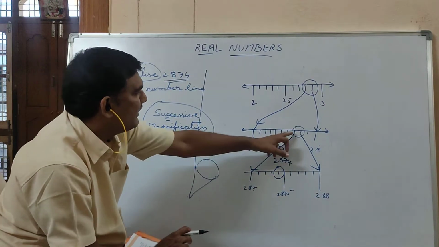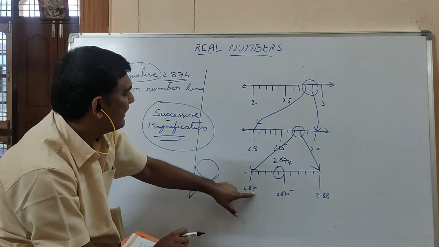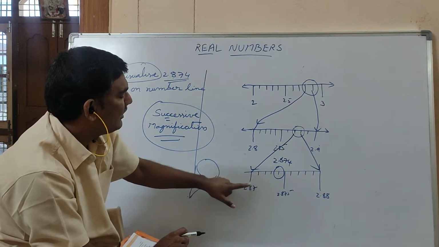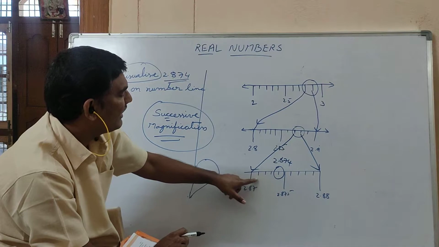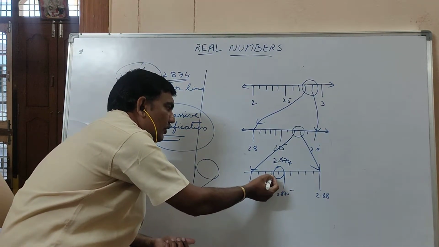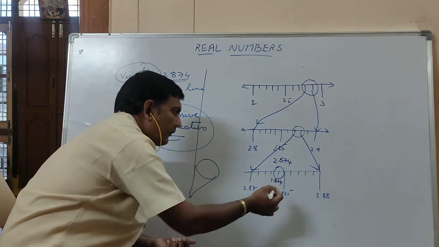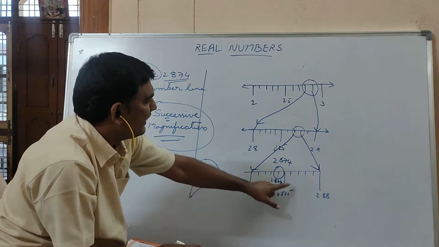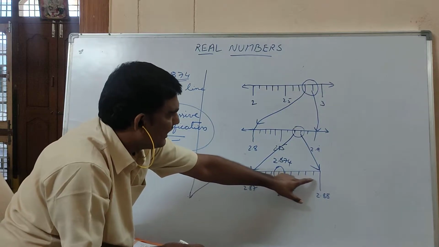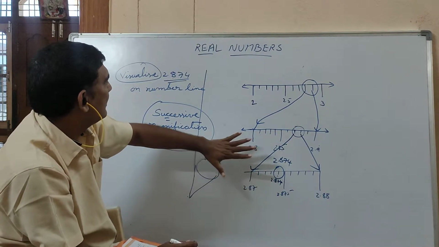Now again between these two, how many gradings should we do? Again 10. This bigger line indicates 2.87, and the smaller line here is 2.871, 2.872, 2.873. This is 2.874. And again 2.875, 2.876, 2.877, 2.878, 2.879, 2.88.